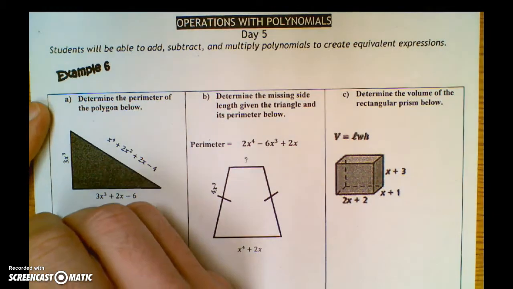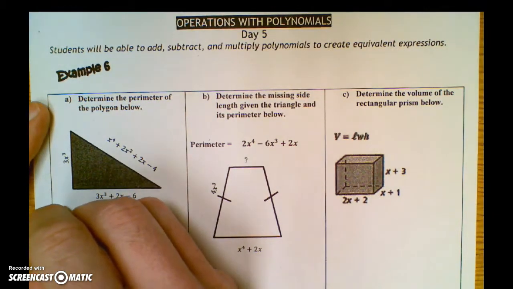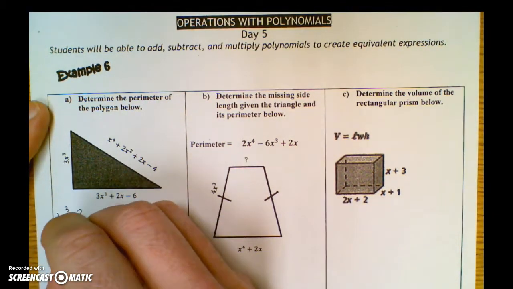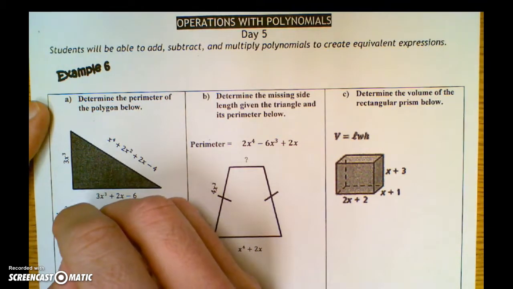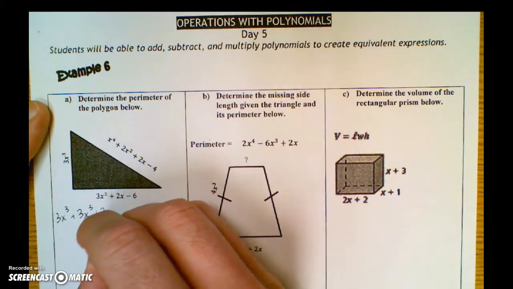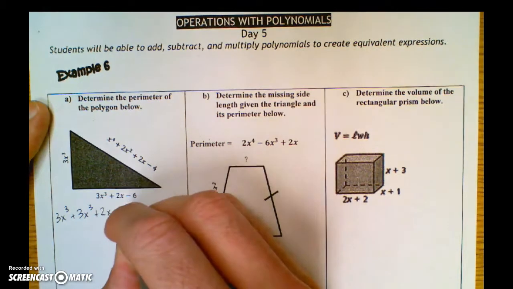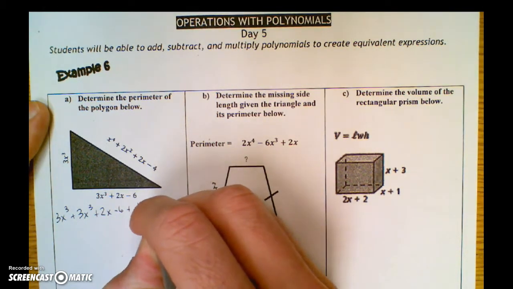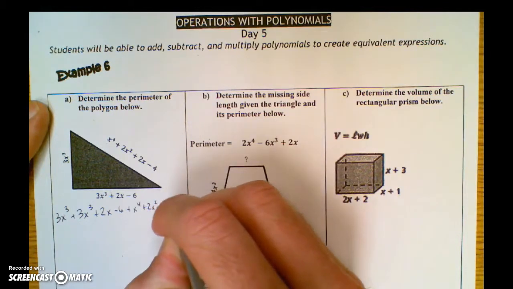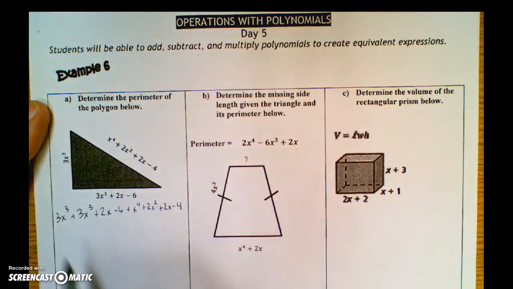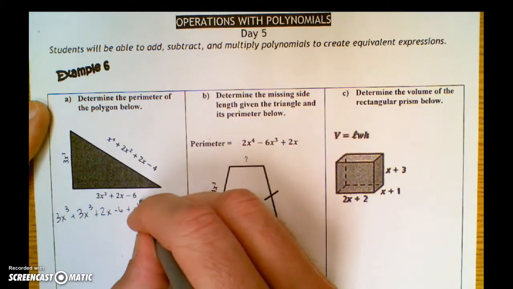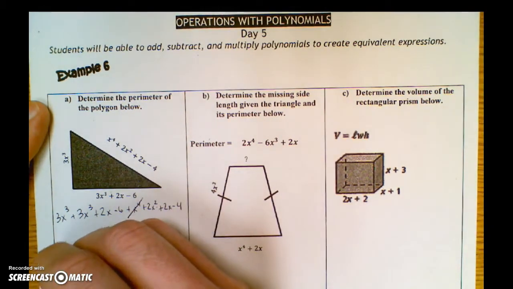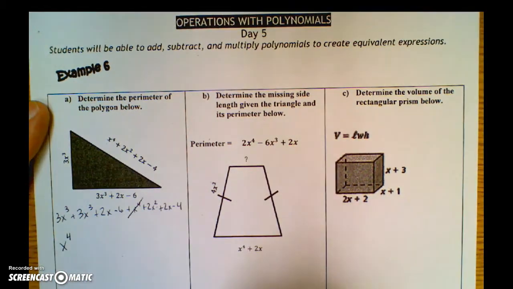So I'm just going to write them all together. I've got 3x to the third plus 3x squared, 3x to the third plus 2x minus 6 plus x to the fourth plus 2x to the third squared plus 2x minus 4. So looking at the highest exponent, I have x to the fourth, and there's no one to add it with, so it's just x to the fourth.